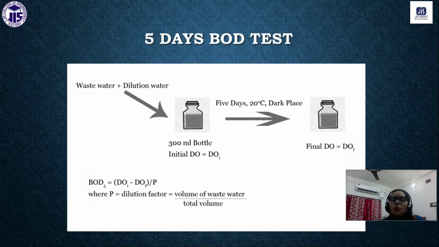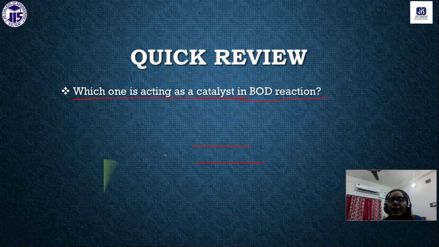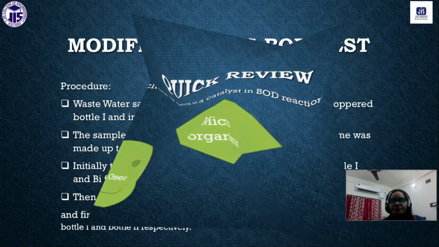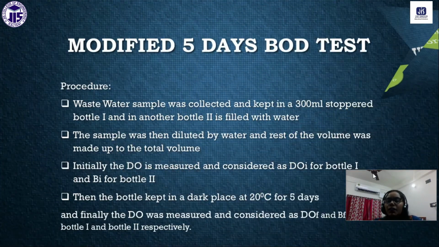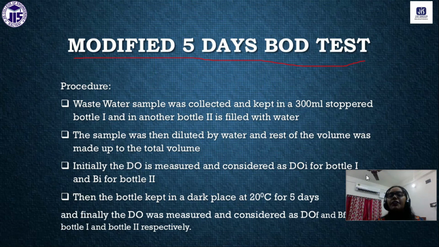So in the modified test, what we have done here, we have measured the BOD of the water. We have measured the BOD of the total wastewater plus water. So total BOD minus the BOD of the water will give you the actual value of the BOD of the wastewater. Understand? So this is all about the modified BOD test.